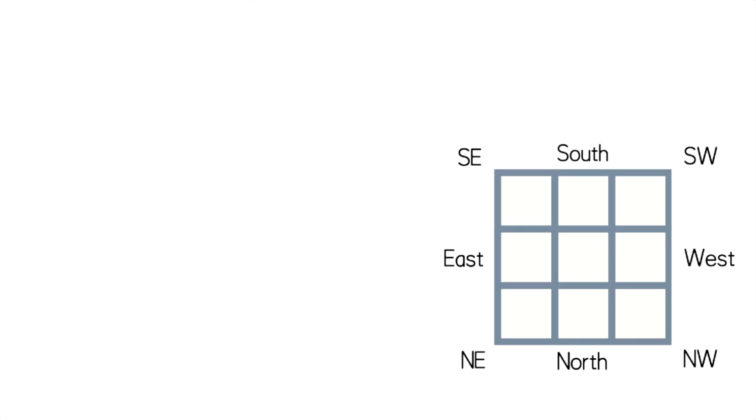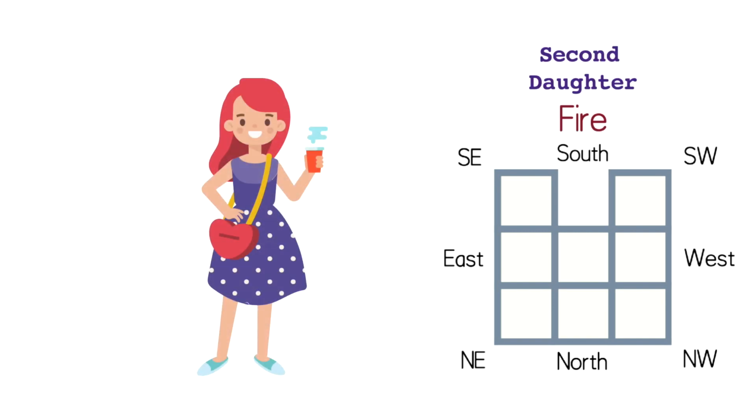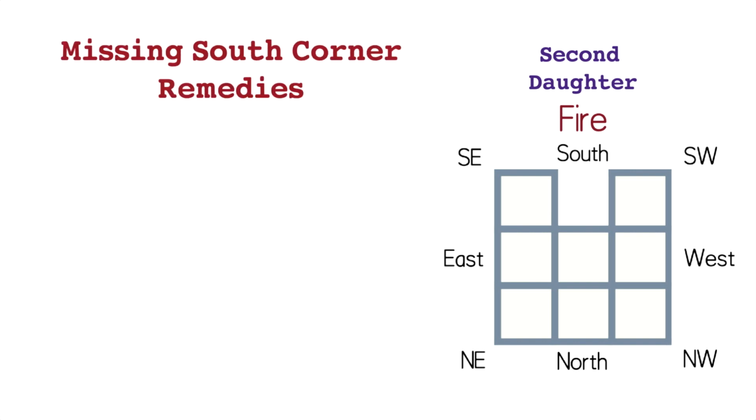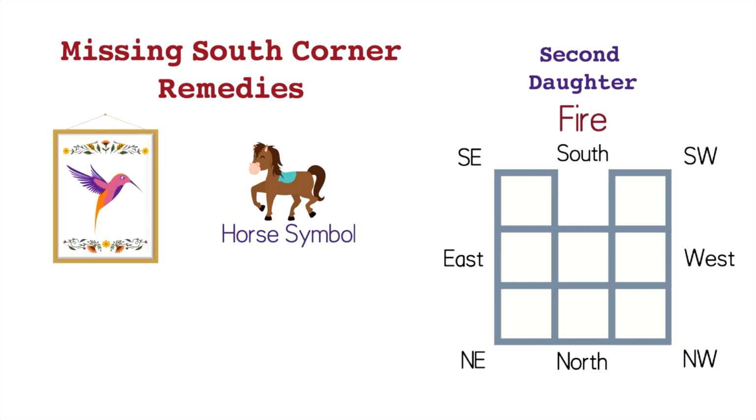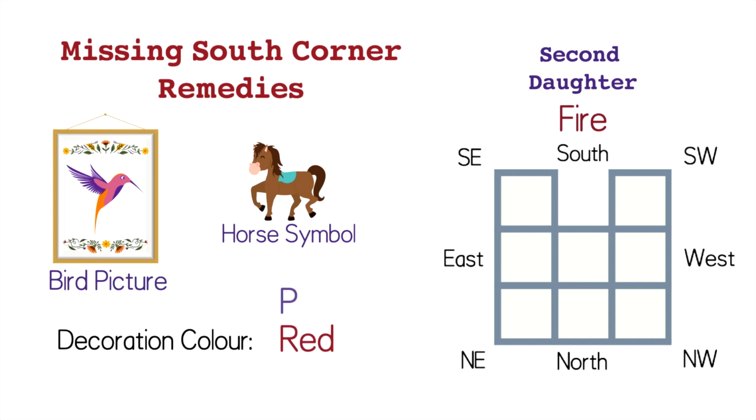If your house is missing an area in the south, which belongs to the fire element, this is not good for the second daughter. A remedy is to place a horse symbol in this direction. As south belongs to fire, we can also hang a picture of birds in this direction as a remedy. The color of decoration should be red, purple, or pink.